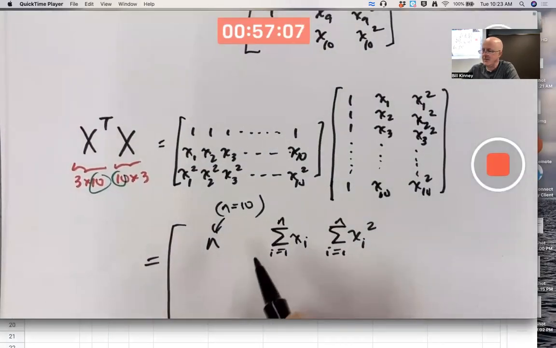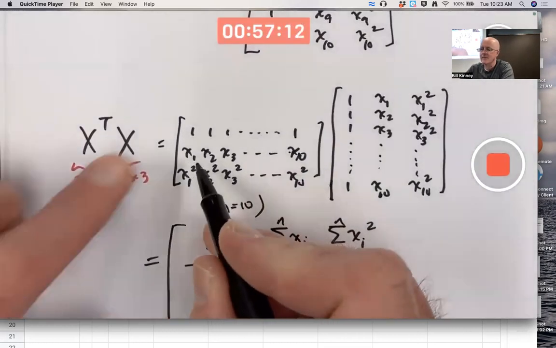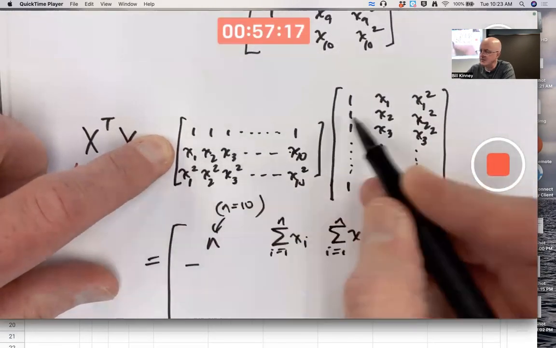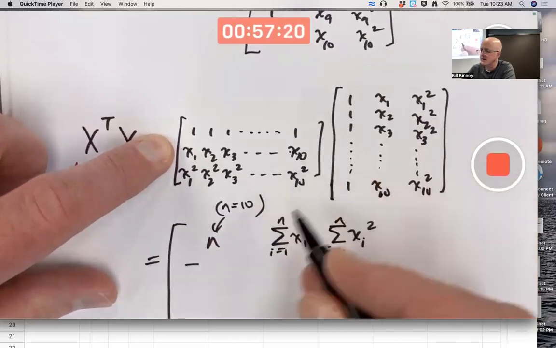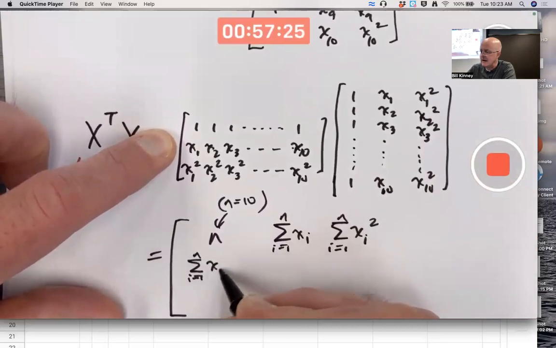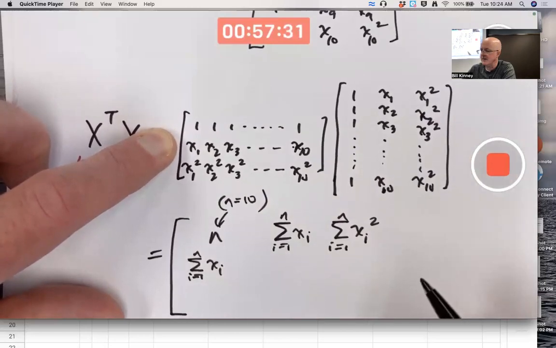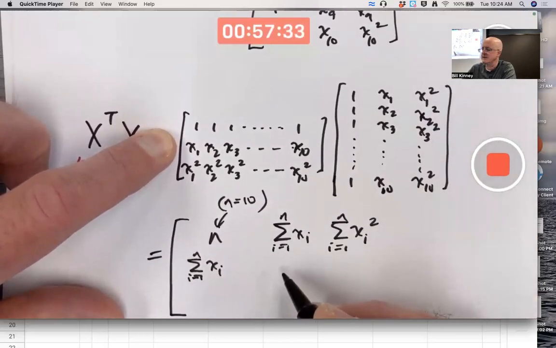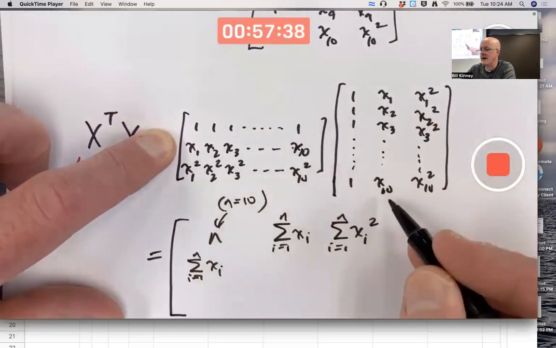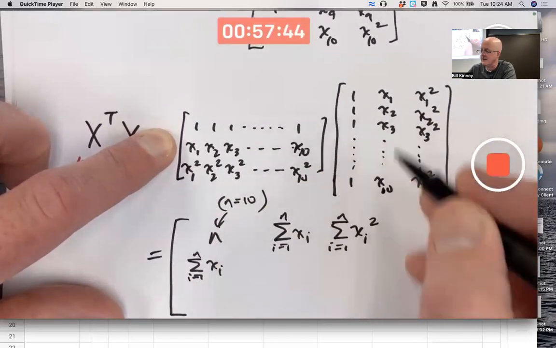It's a little trickier to think about, perhaps. For the first entry of the second row, look at the second row, first column: x1 times 1, x2 times 1, x3 times 1, etc. through x10 times 1. You're adding up the xi's. Yes, n is 10. I'm putting an n. For the middle entry of the second row, dot product of the second row here with the second column, x1 times x1 is x1 squared, x2 times x2 is x2 squared, etc. And I'm adding those all up.